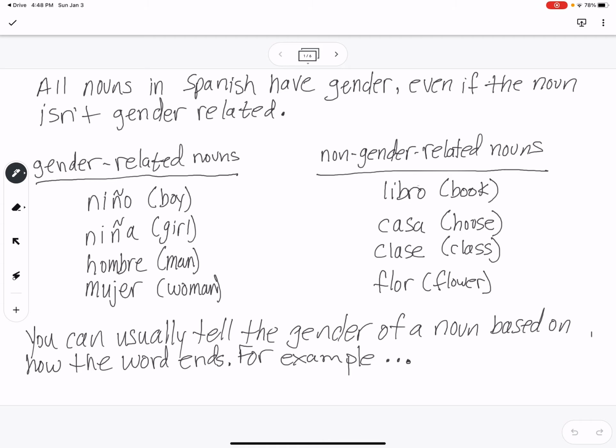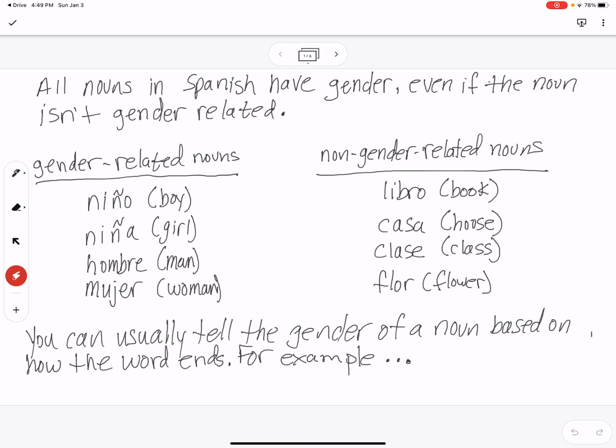Before we get too deep into talking about the articles, we need to talk about nouns in Spanish. Now, all nouns in Spanish have gender, even if the noun isn't gender related. So we have some examples here of gender related nouns. So you can see niño, which means boy. That's a gender related noun. Niña, girl. Hombre, mujer. Those are gender related nouns. So by looking at those, if you know what they mean, it's obvious whether they are masculine or feminine.